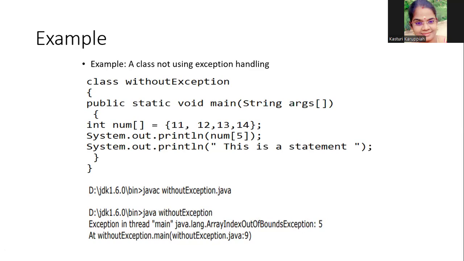But we are trying to access num of 5. Actually, we have only 4 elements, but we are trying to access the 6th element, which is not available in the array. It is an error. Yes, definitely it is an error. Here in this coding, we intentionally make errors, don't be confused, so that we can understand the concept.